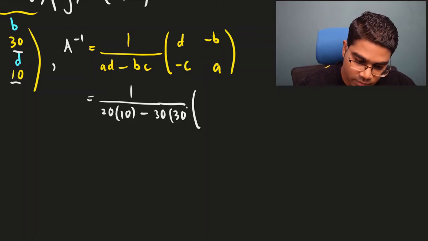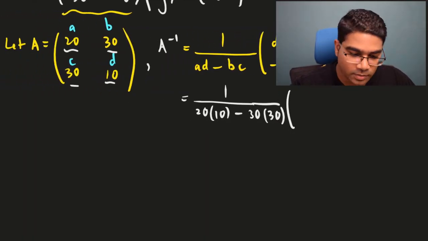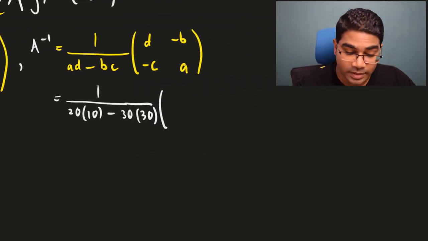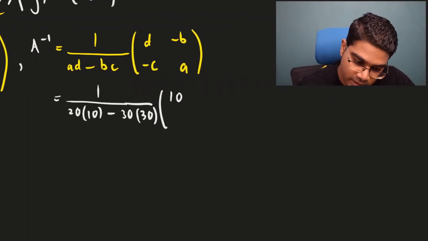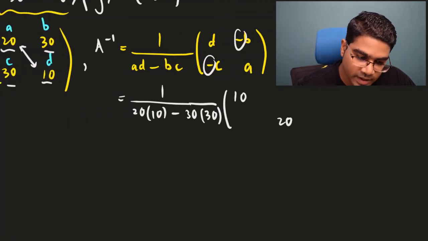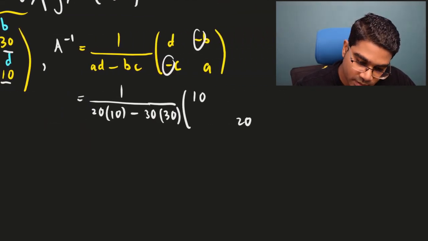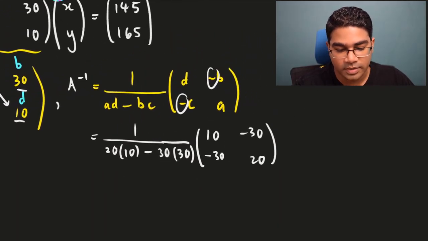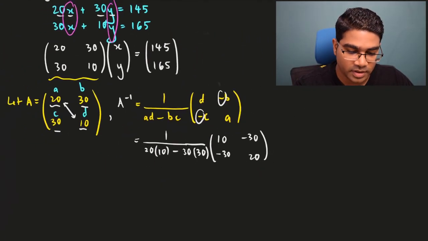Then we have to do D, A. So what we are doing is we are actually swapping the places of the 20 and the 10. So we will get 10 and 20. And for B and C, all we are doing is adding negative to it. So we have 30 and 30, which will become negative 30 and negative 30. So this is the inverse of the 2 by 2 matrix that we have here.